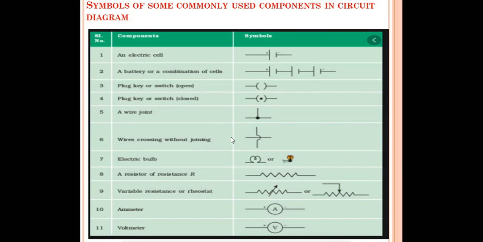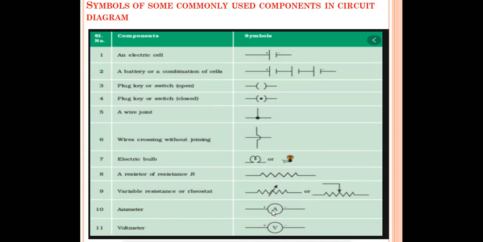Wire crossing without joining, like this. One wire is crossing and it is not joining the other. Electric bulb symbol is this one. This is a very easy symbol of electric bulb. Resistors or resistance, like this, zigzag lines you have to draw like this. Variable resistance or rheostat, one arrow you can give. This one is easy. You first draw the resistance and after that you give one arrow. That will be your variable resistance or rheostat.